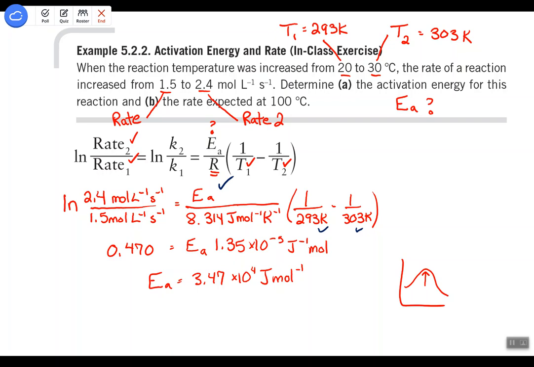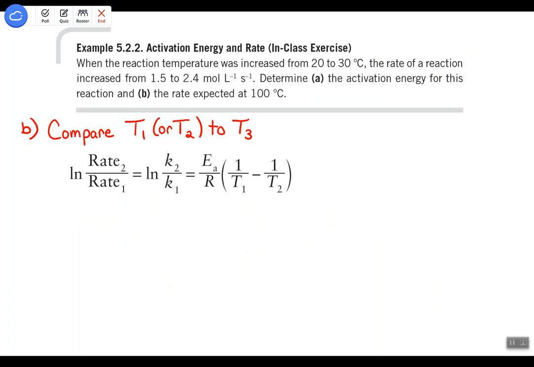So for part B, we're going to extrapolate and extend this and predict what the rate will be if we cranked this reaction up to 100 degrees Celsius. Now, my formula still says rate 2 compared to rate 1. We need to turn one of these into experiment number 3, whichever. We could compare experiment 1 or 2 to 3. For simplicity, I'm just going to choose experiment number 1. Just make sure you select consistent data.